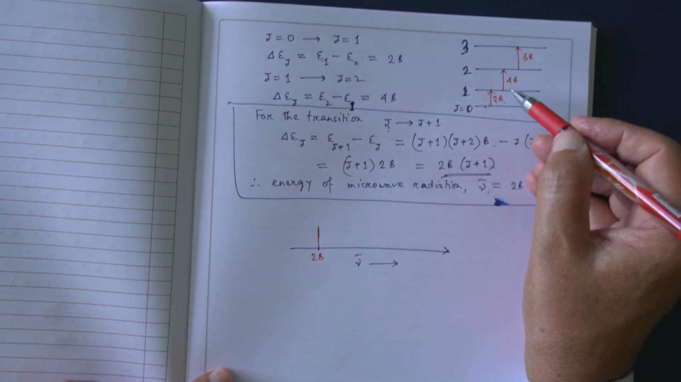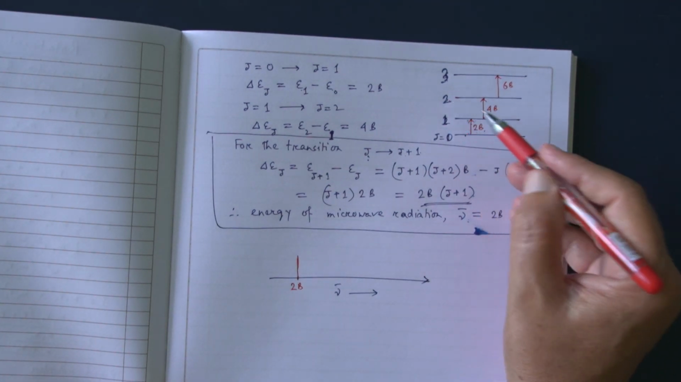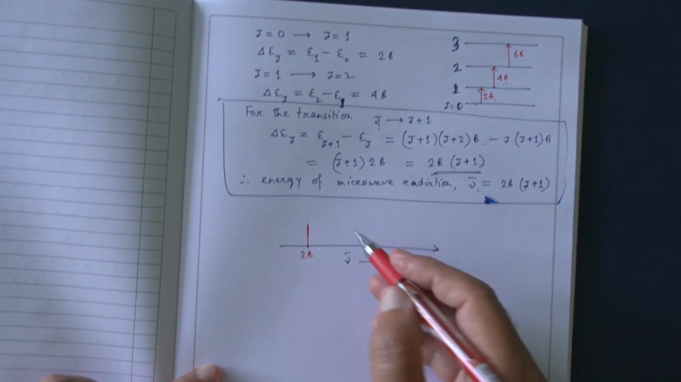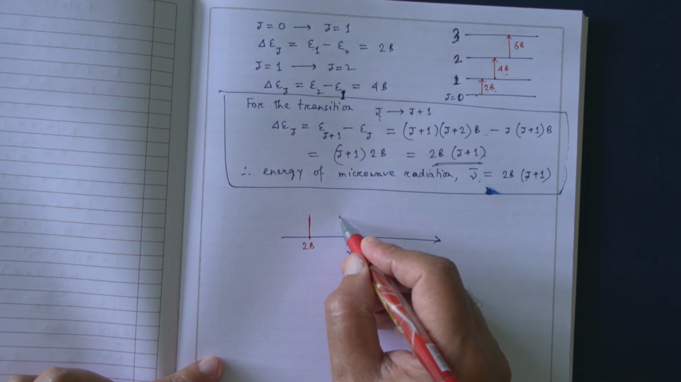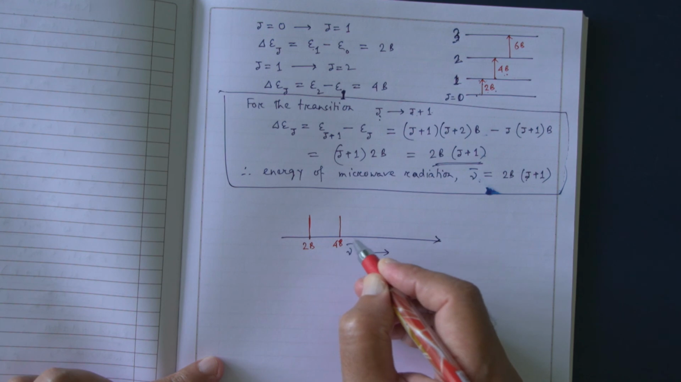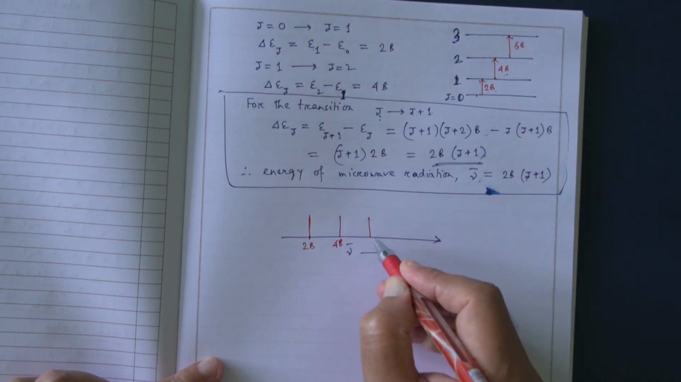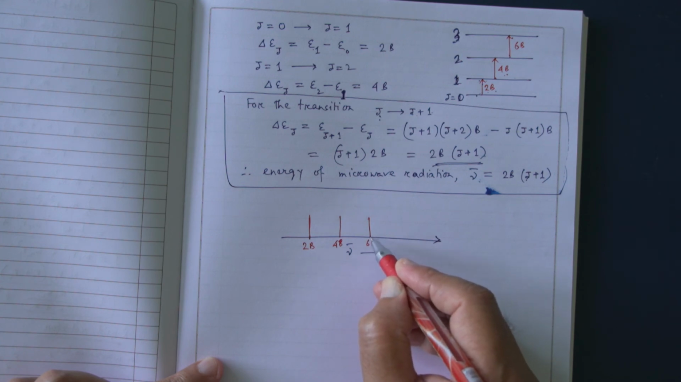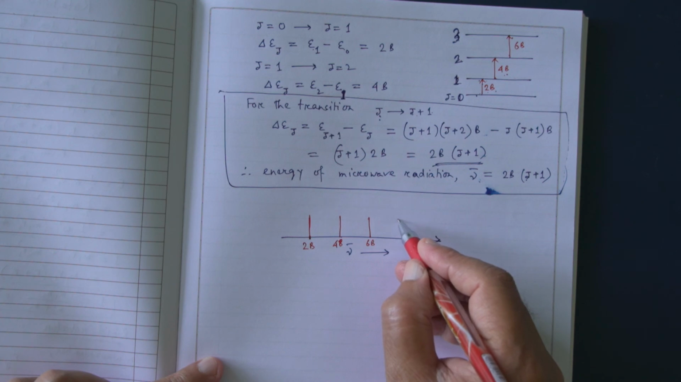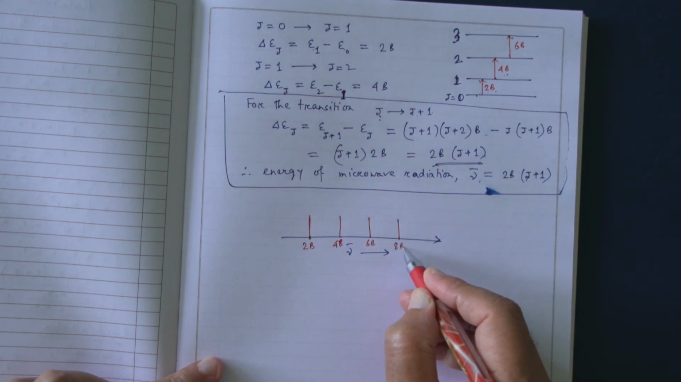Next, for the transition 1 to 2, how much energy is absorbed? 4B. So we will observe another spectral line at 4B. For the next transition, we will observe another spectral line at 6B. This is the first spectral line, second spectral line. For the next transition, we will get one absorption line at 8B, and so on.